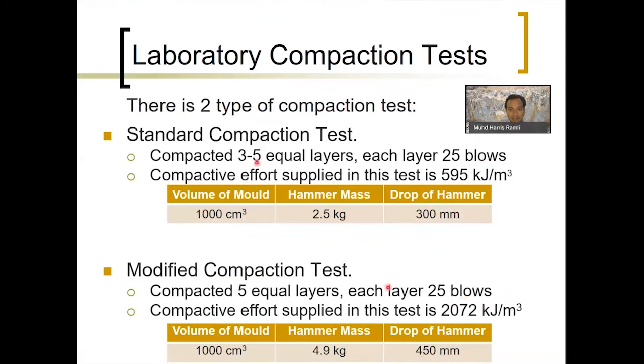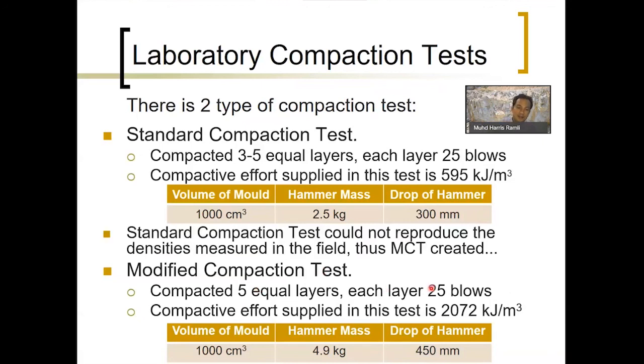As you can see here, the standard test is only 3 layers, but the modified compaction test is 5 layers. When you have 5 layers, each and every layer is much thinner, so the energy provided for that particular layer is much higher. Why do people do that? This is because the standard compaction test could not reproduce the density measured in the field, which is why the modified compaction test was developed. So this is the standard compaction and modified compaction test.